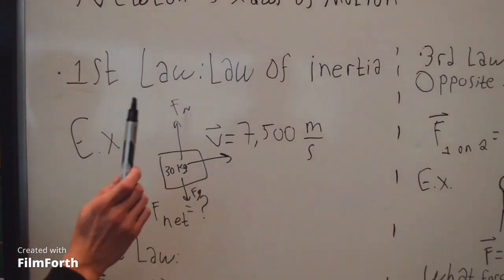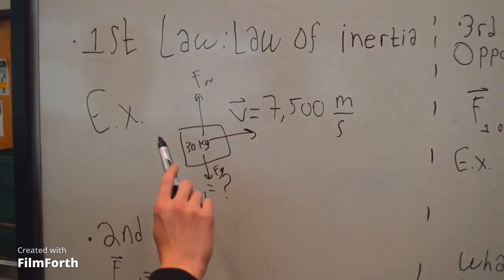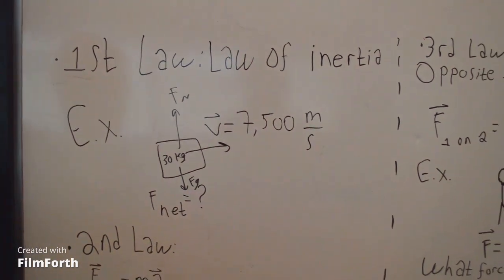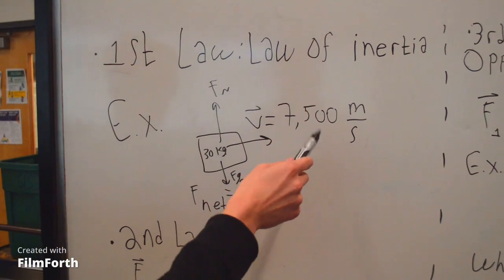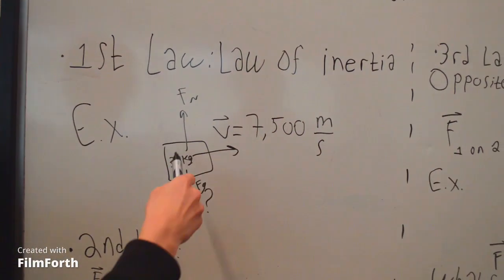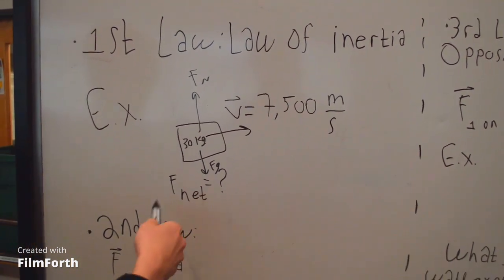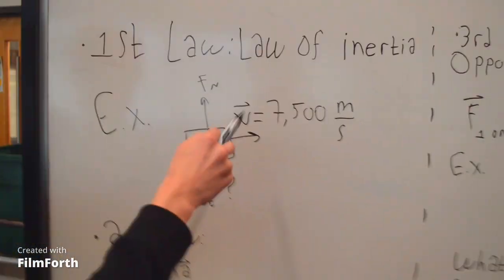So for example, say we have a 30 kg box and we want to keep it traveling at a constant 7,500 meters per second. What is the net force needed for this object to move at this constant velocity? Well, recall Newton's first law, the law of inertia. It's already moving at constant velocity. Therefore, the acceleration will be 0. Therefore, we don't need an unbalanced force to act on this object to keep it at a constant velocity.